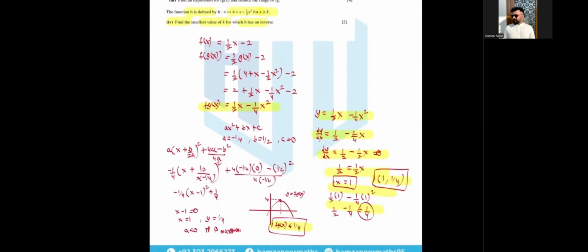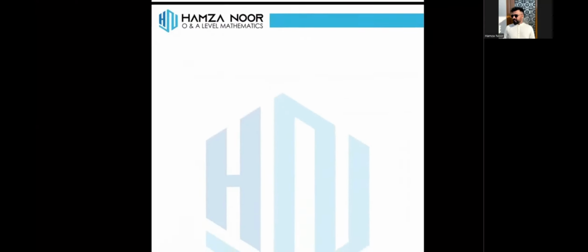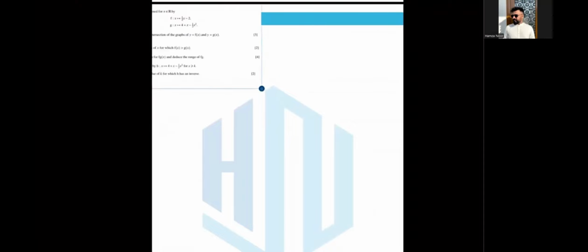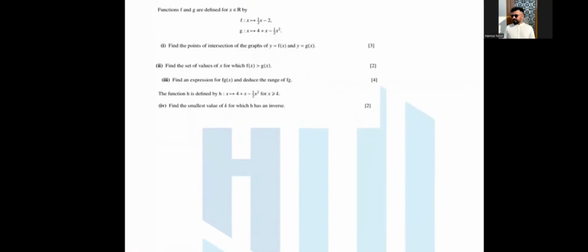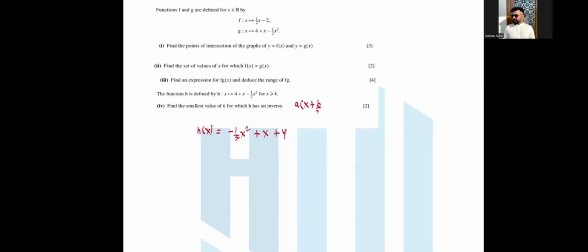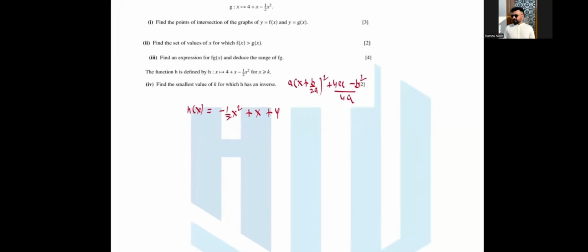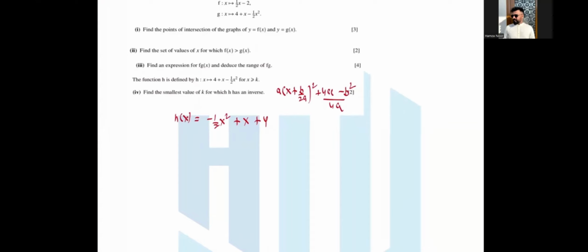So for this purpose, I'll bring the question again on the next page. All right, so we have an expanded form for this h(x) function. h(x) equals minus half x squared plus x plus 4. So I'm going to convert this into a completing square form. I'm going to use the same formula: a multiplied by (x plus b over 2a) whole squared plus (4ac minus b squared) over 4a. So a is minus half, b is 1, and c is 4.